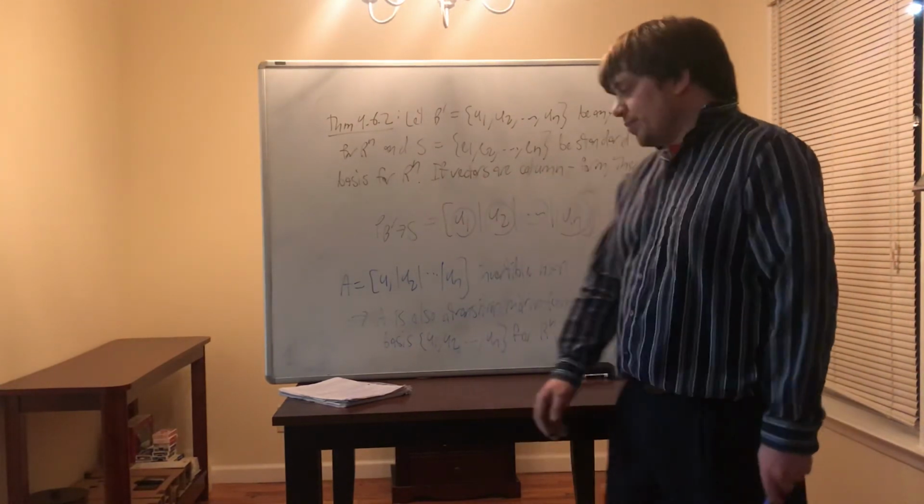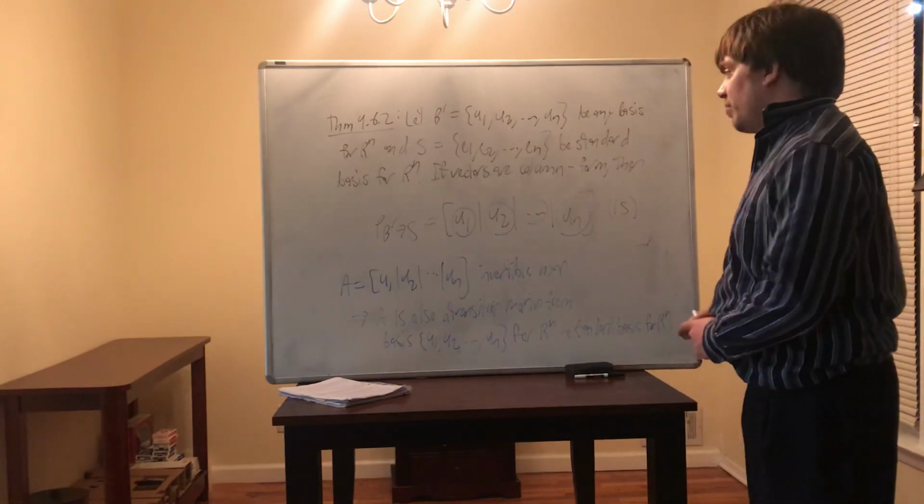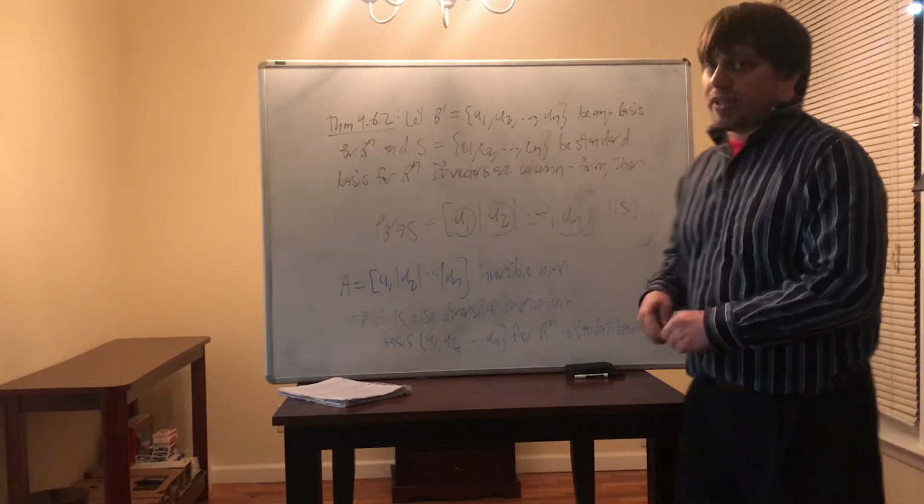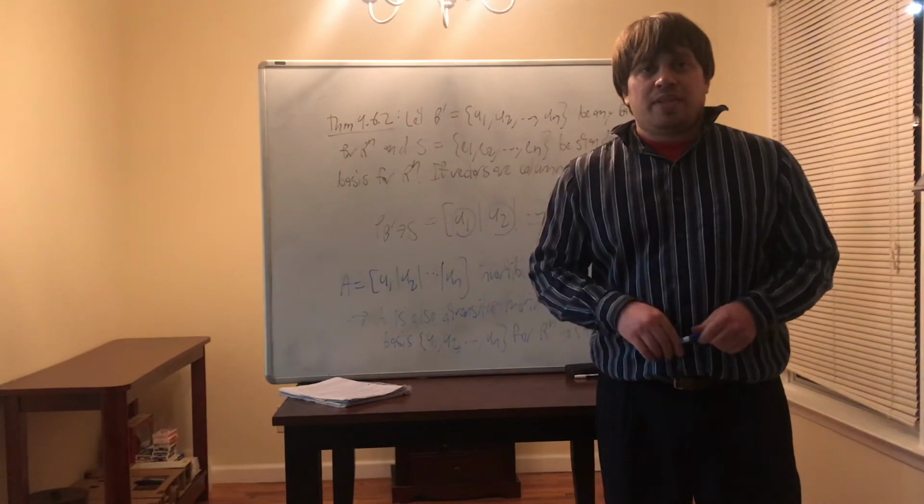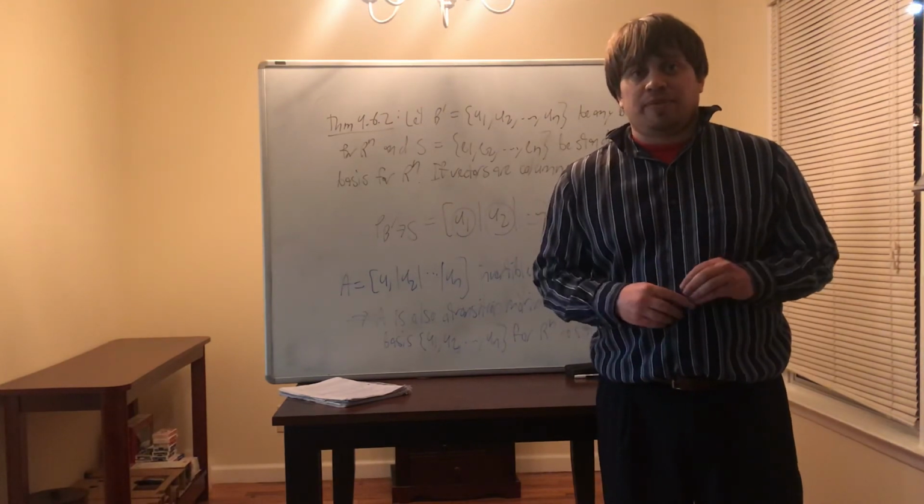Okay? So just given an n by n invertible matrix, it can act as a transition matrix. And so that's the end of 4.6. I'm going to stop this lesson here, and in the next lesson we will finish chapter 4. Okay.